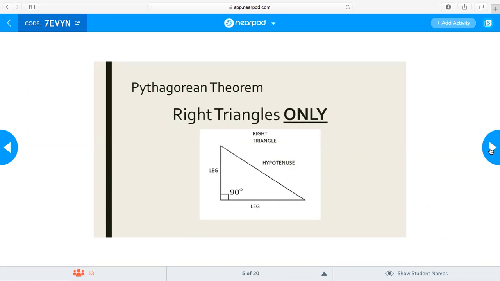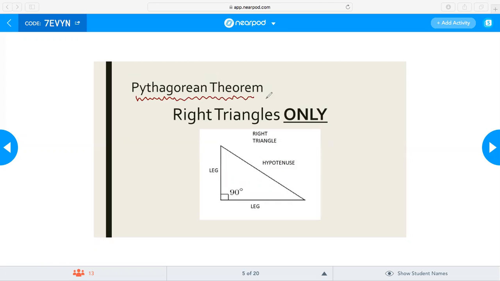Right triangles only. So I know something is a right triangle when it has a 90-degree angle. Go ahead and copy this picture of this triangle as well. All right, so we know that this is a right triangle because of this 90-degree angle. This tells me that this is a right triangle. So I know I can use the Pythagorean theorem.